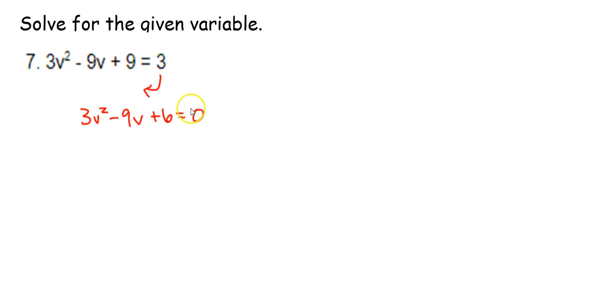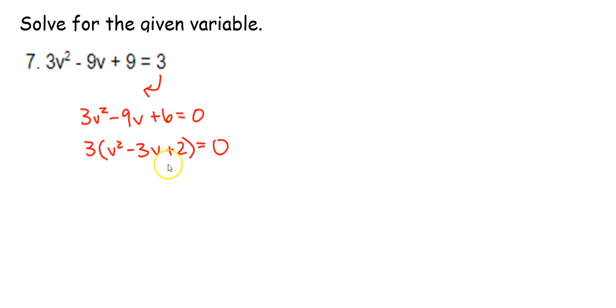Next step, I've got it set equal to 0. So the next step is I'm looking for a greatest common factor. And it looks like I can pull a 3 out from each of those terms. And if I do that, I'm left with something that looks like that.